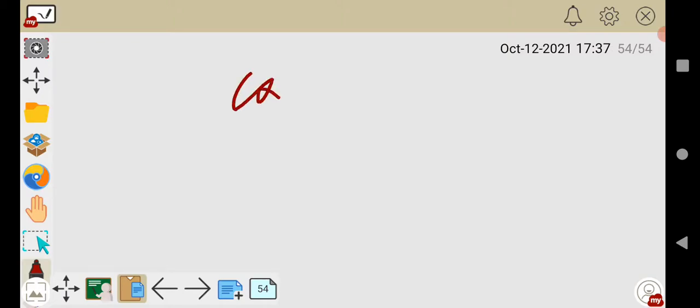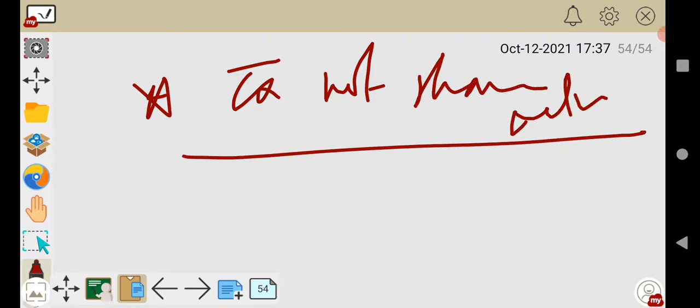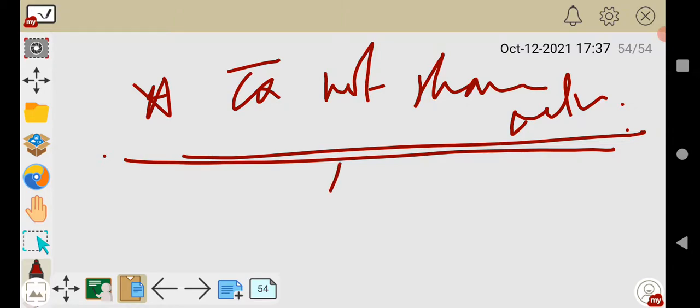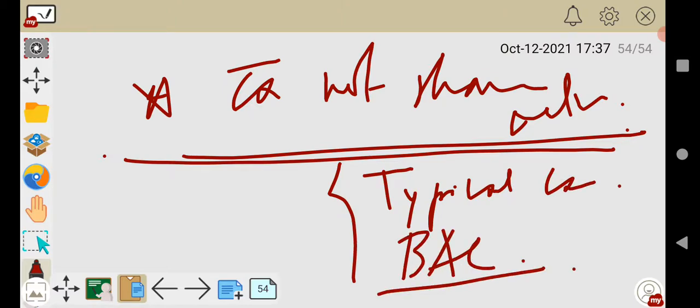So that is important. The carcinoma not showing activity, because by that you will detect those carcinomas. This has been asked, carcinoma not showing any activity in PET. Two carcinomas mainly, typical carcinoid and bronchoalveolar carcinoma, right?